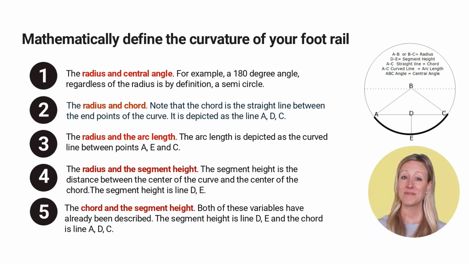Number 4. The radius and the segment height. The segment height is the distance between the center of the curve and the center of the chord. The segment height is line D to E. Number 5. The chord and the segment height. Both of these variables have already been described. Once again, the segment height is the line between D and E, and the chord is the line between A, D, and C.